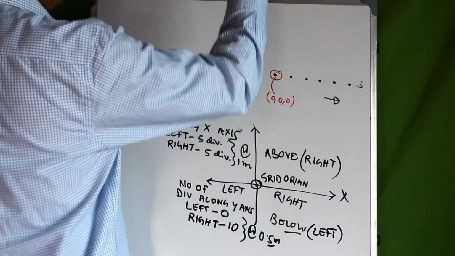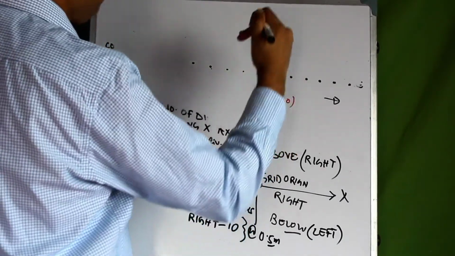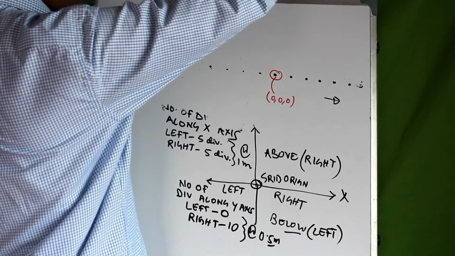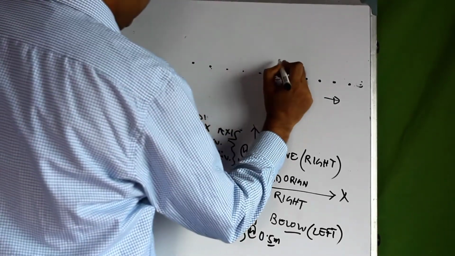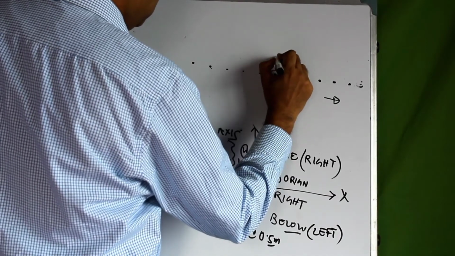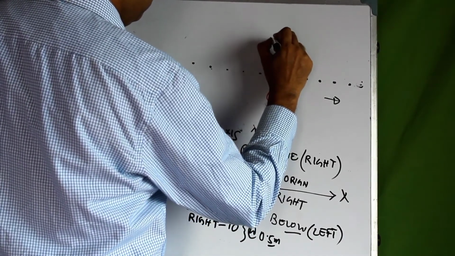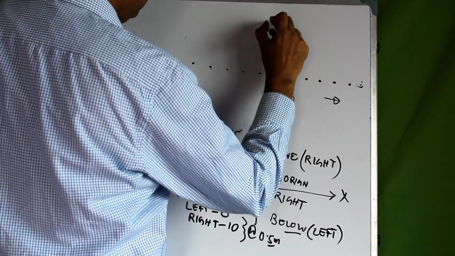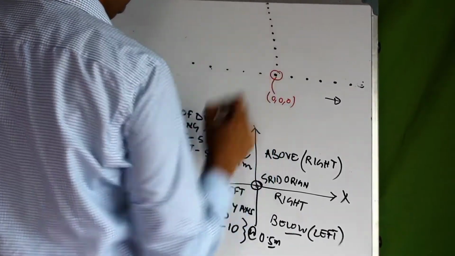No divisions below along the y-axis, so this is the x-axis. And along the y-axis, we won't have any divisions below the grid origin, but we'll have 10 divisions along the y-axis above the grid origin. So we'll have 1, 2, 3, 4, 5, 6, 7, 8, 9, and 10.